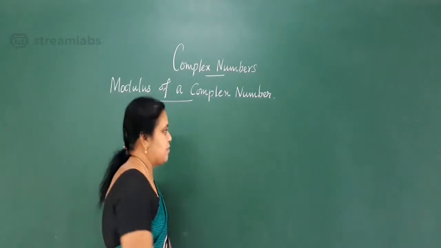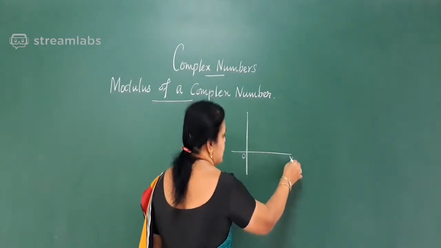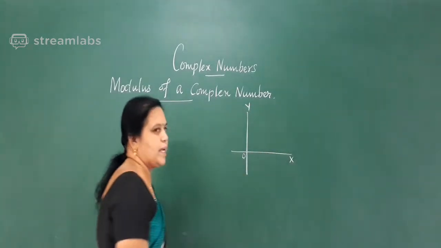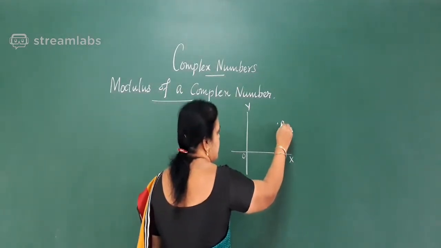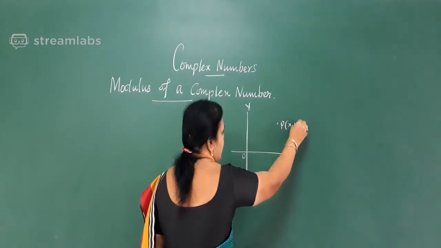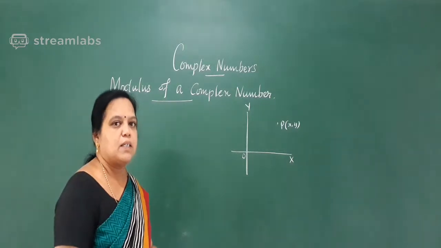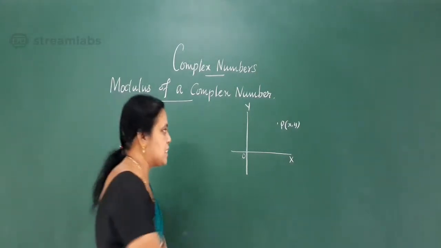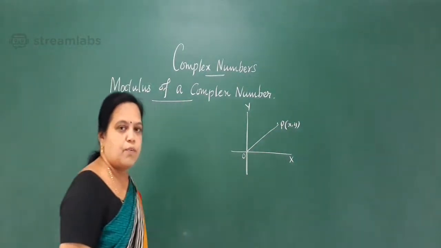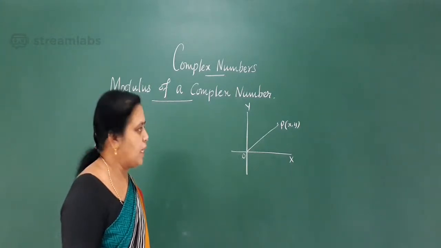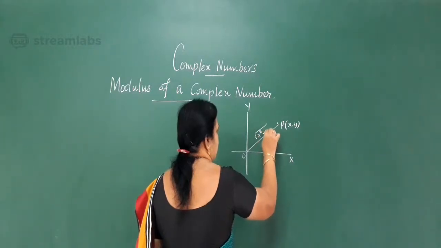It is nothing but, first we take a complex plane. This is the origin, this is x, the real axis, this axis is y, the imaginary axis. I am plotting one point here. This is P, whose coordinate is x comma y. What is the modulus of a complex number here? It measures the distance of this number from the origin. It is root of x square plus y square.